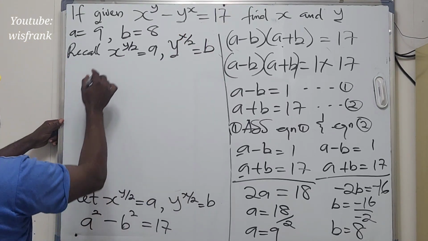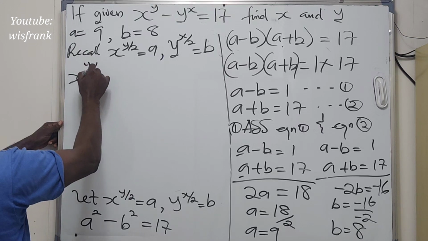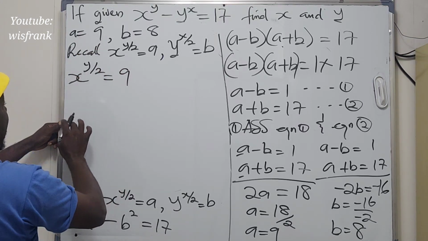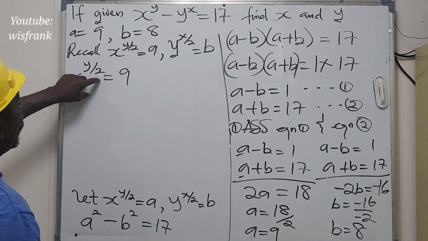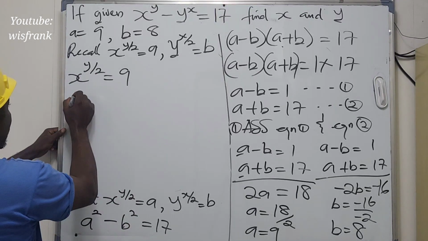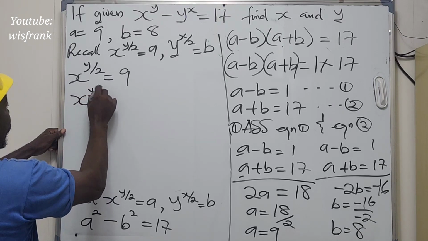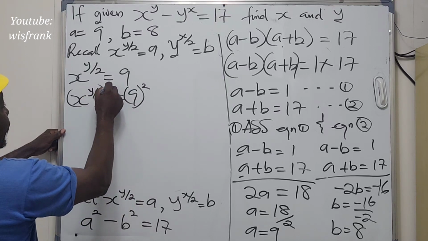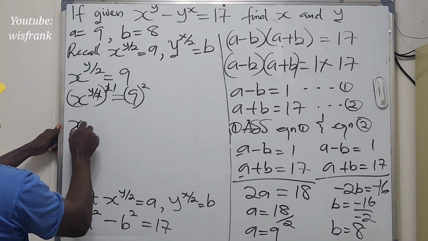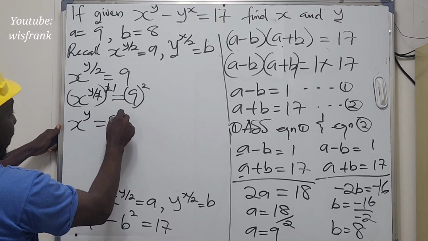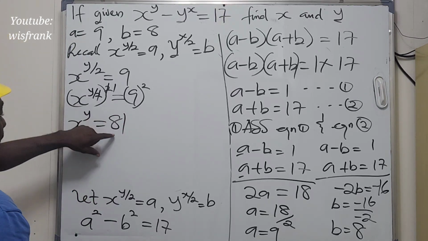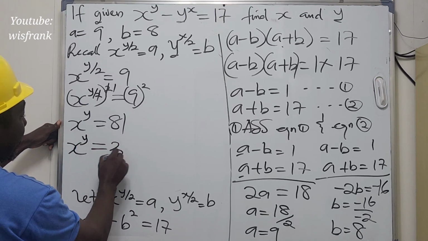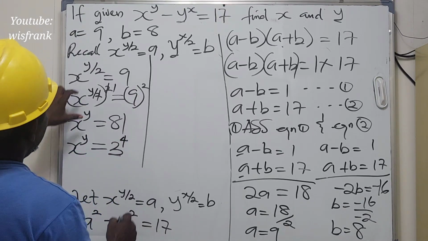Taking this one first, we have x to the power of y upon 2 equals 9. So here, for us to clear this, we need to square both sides. So this will become x to the power of y upon 2, all to the power of 2, equals 9 all to the power of 2. So we have 2 cancel here and 2 cancel here. We have x to the power of y equals 81. So this is what we have. In this case, 81 can be written as x to the power of y equals 3 to the power of 4.